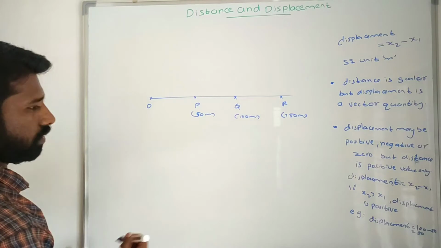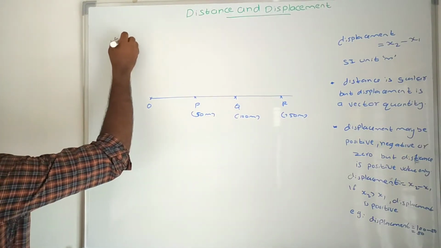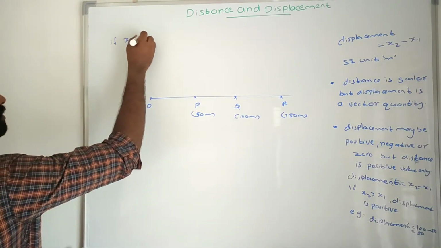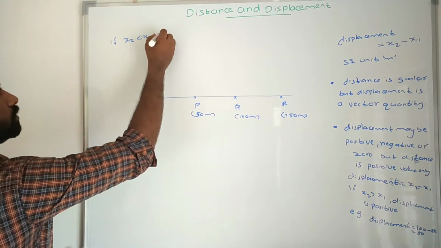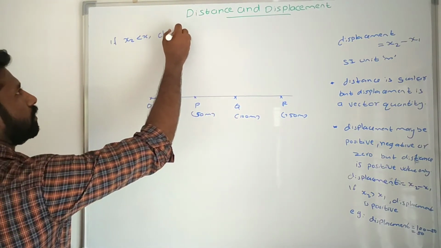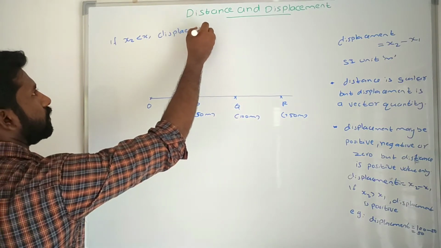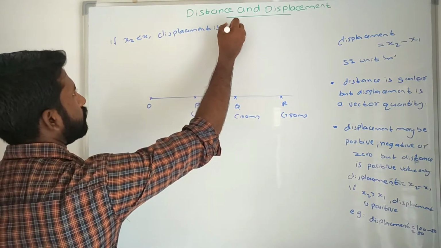Then when will displacement be negative? If x2 is less than x1, what about x2 minus x1? x2 minus x1 is negative. That time the displacement is negative.